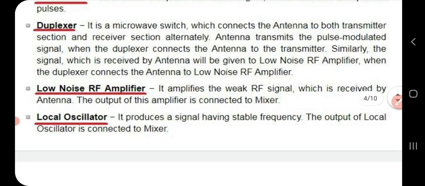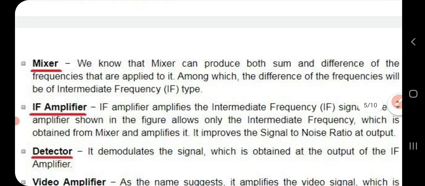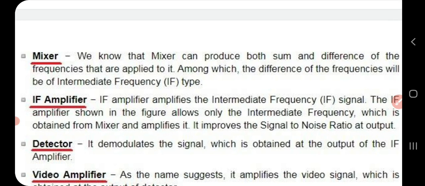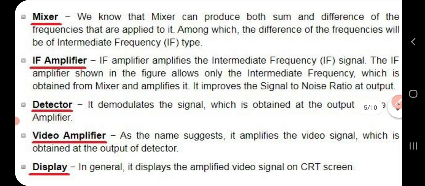Next, what is this low noise RF amplifier? It amplifies the weak RF signal which is received by the antenna, and the output of this amplifier is connected to the mixer. Now, the local oscillator produces a signal having stable frequency and its output is also connected to the mixer. Now, what is a mixer? It can produce both sum and difference of the frequencies that are applied to it. The difference of the frequencies, as we have already studied in the modulation chapters, is called intermediate frequency or IF.